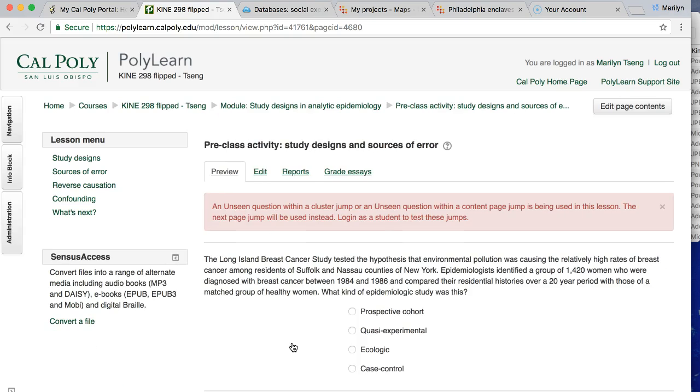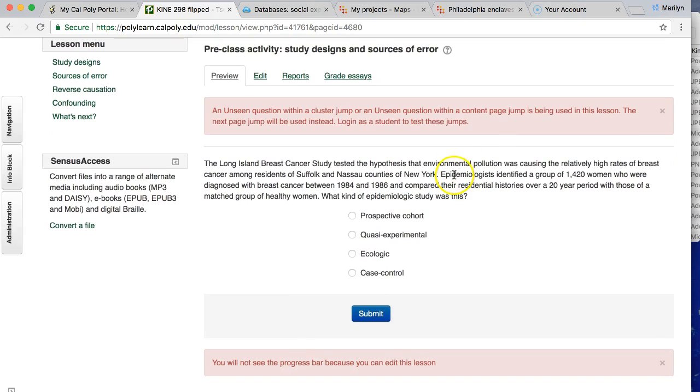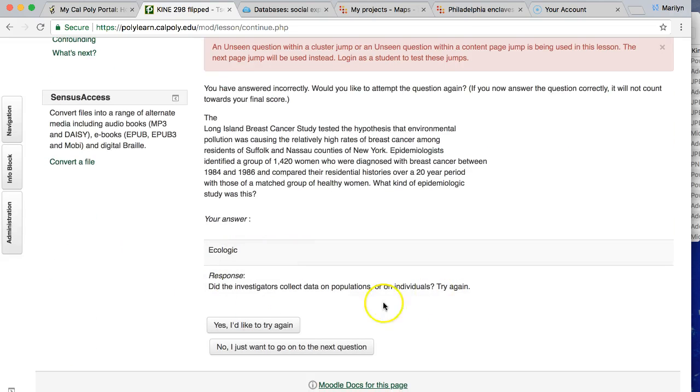This is for the formative assessment. It's multiple choice questions, really just to see if they got a good grasp of the different study designs. For each of these multiple choice questions, I describe a study and give them a choice of study designs to choose from. If they choose an incorrect answer, they'll get a hint on what they should be thinking in terms of how to answer the question correctly, and they can try again.